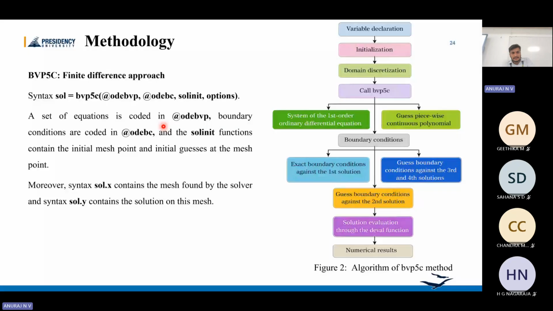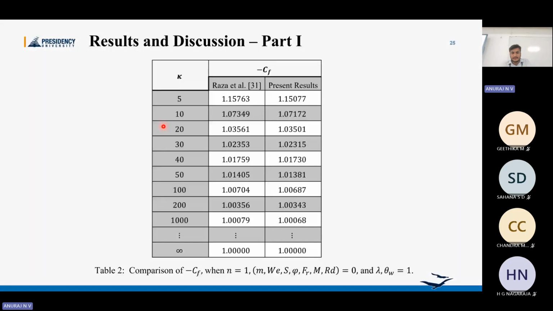And I used the bvp5c method to solve the boundary value problem. This is the methodology, and after that I validated my differential equations with Raju et al., which was solved by the shooting method, and it is matching. And when kappa tends to infinity, actually kappa is nothing but 1 by r. When r tends to 0, kappa becomes infinity. When kappa becomes infinity, it becomes a stretching sheet. It is always known that the skin friction of the stretching sheet will be 1. That is also satisfied here.